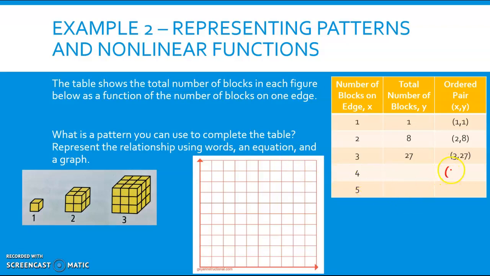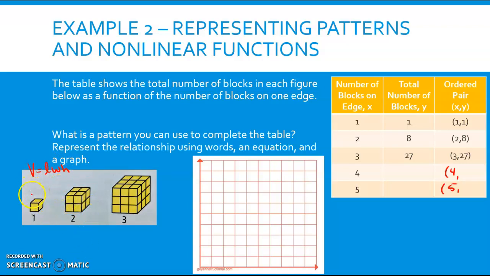So I do know in the table that I can go ahead and fill in my x values on my points. So that's 4 and 5. Now, to figure this out, I know that to find volume, I am taking length times width times height. Now, in this case, length, width, and height are all the same.